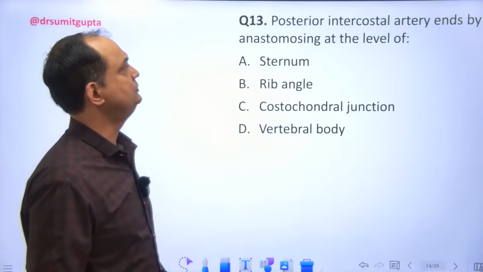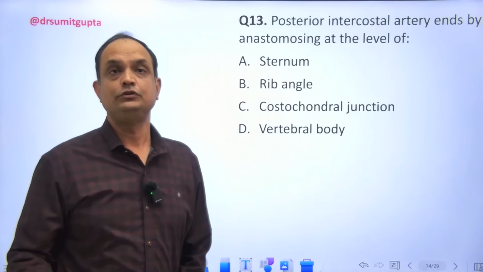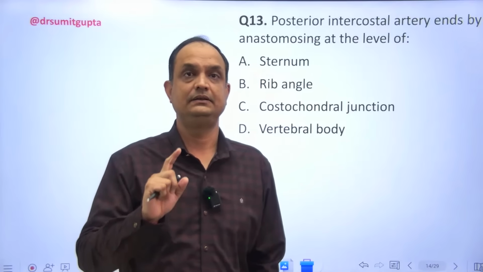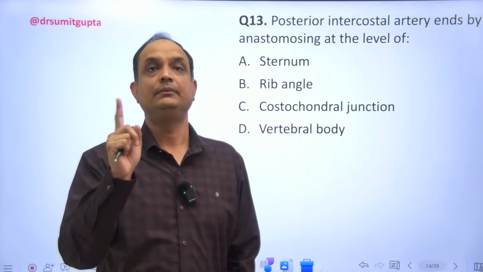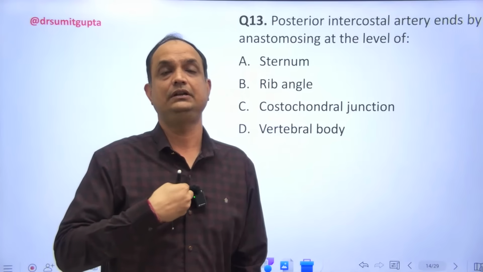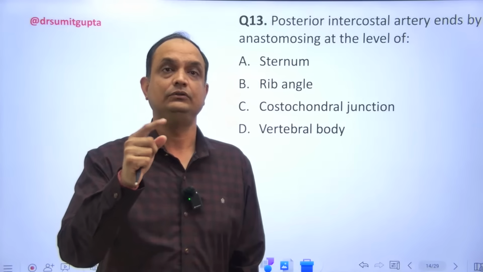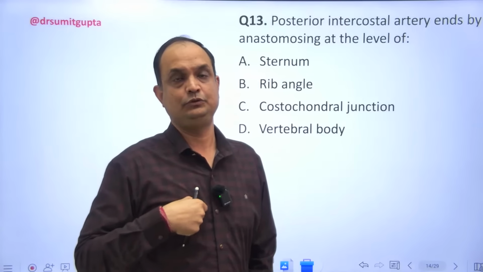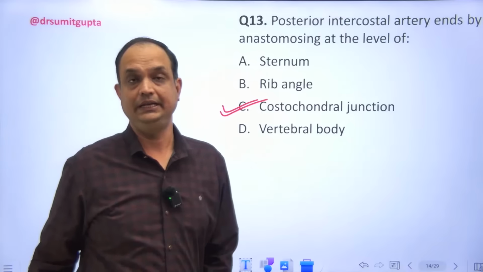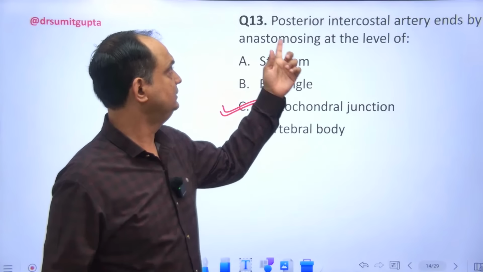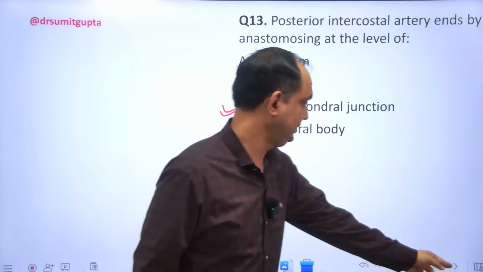Now, the next question: the posterior intercostal artery ends by anastomosing at what level? When you see the intercostal space, one posterior intercostal is coming from the back and there are anterior intercostals coming from the anterior side. The anterior intercostals are branches of the internal thoracic and the posterior intercostals come from the aorta. Now they will anastomose in this space. So at what level do they anastomose? The answer is at the costochondral junction. At the costochondral junction, the posterior intercostal anastomoses with the branch of the anterior intercostal artery.